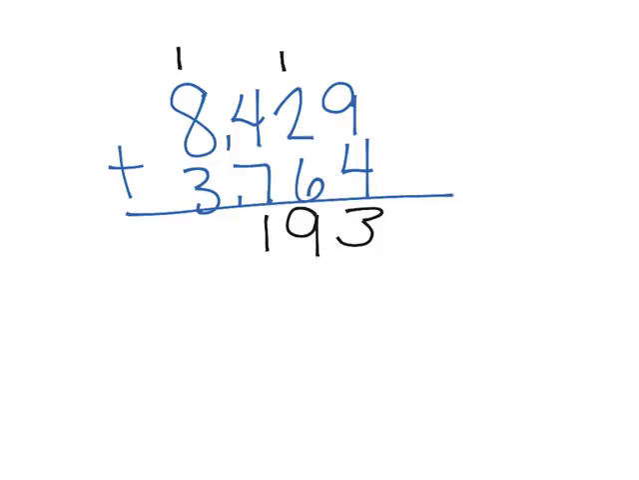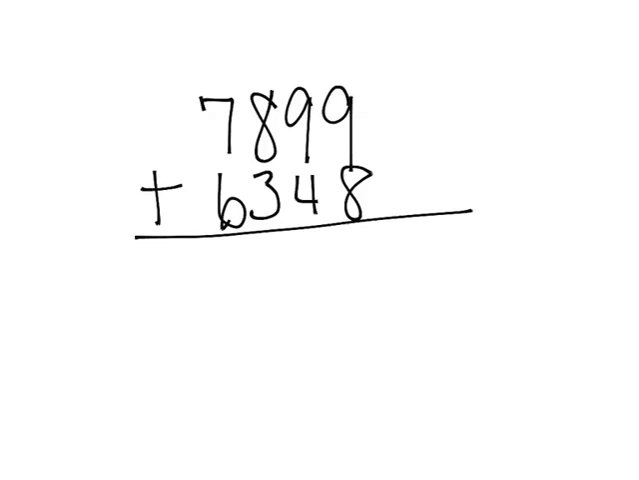So then I have 8,000 plus 3,000 plus 1,000. So then I have 12,000. If I add those up, 8,000, 3,000 plus 1,000 equals 12,000. My whole answer is 12,193.